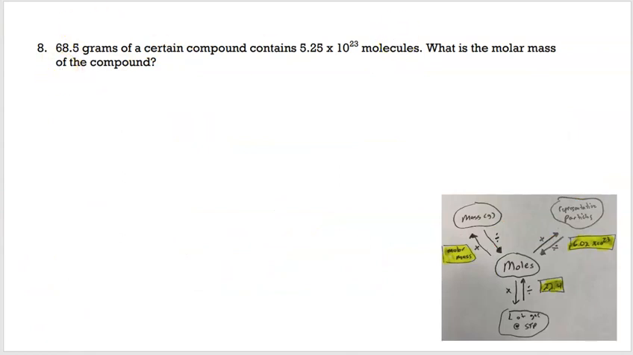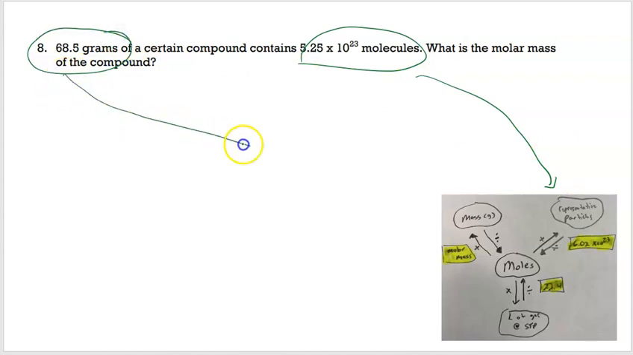Number 8. It says 68.5 grams of a certain compound contains 5.25 times 10 to the 23rd molecules. Okay, what is the molar mass? This is an interesting question. You guys would have to use some algebra skills on this one, right? So in this case, I know molecules, and I know mass. All right, what I don't know is my molar mass? So that's an interesting conundrum.